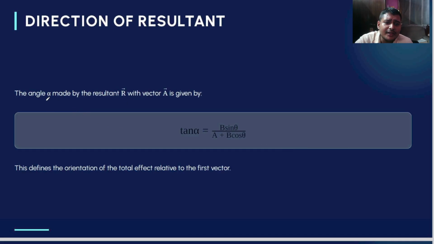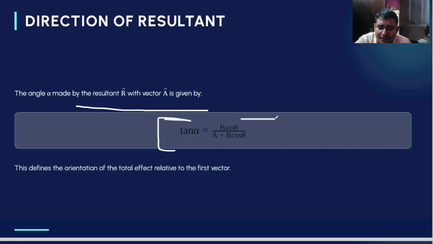Now coming to the direction of the resultant, if alpha is the angle made by the resultant with the vector A, then the direction of the resultant can be given as tan alpha equals B sin theta divided by A plus B cos theta. This is an important relation. This defines the orientation of the total effect relative to the first vector.